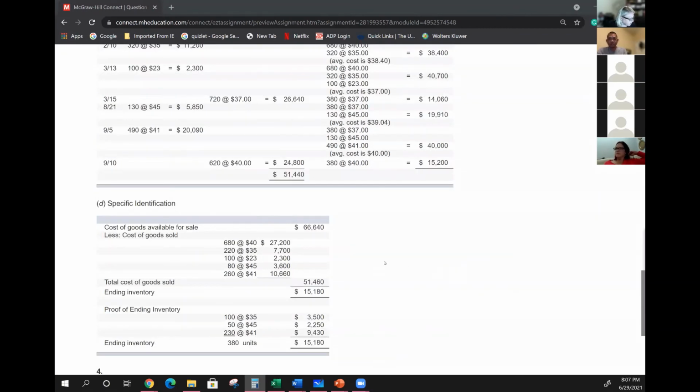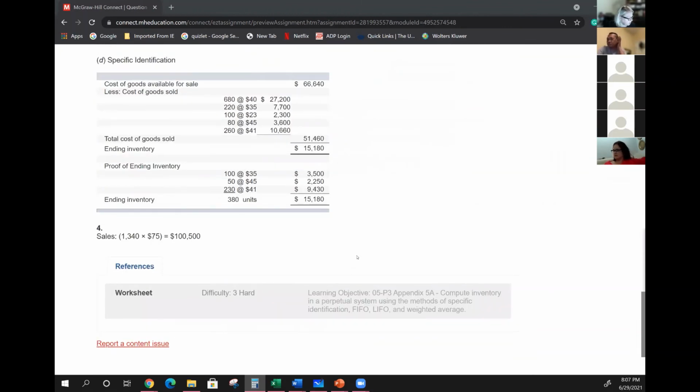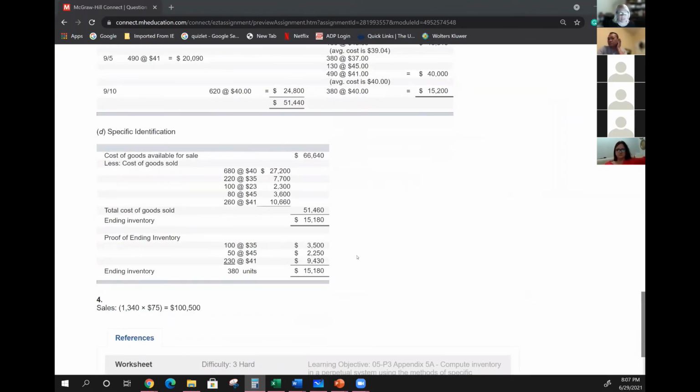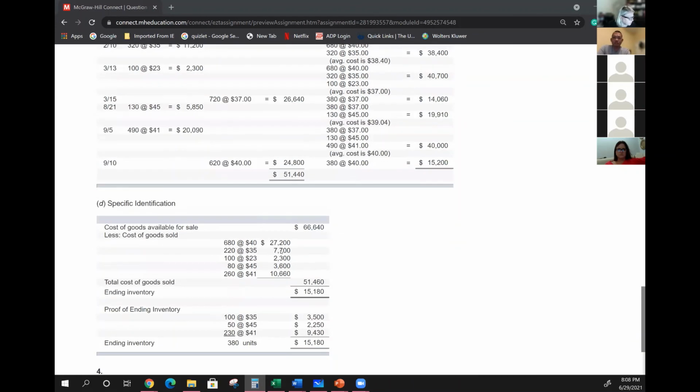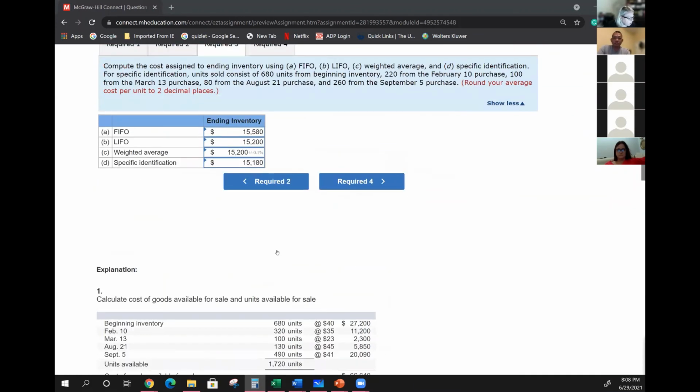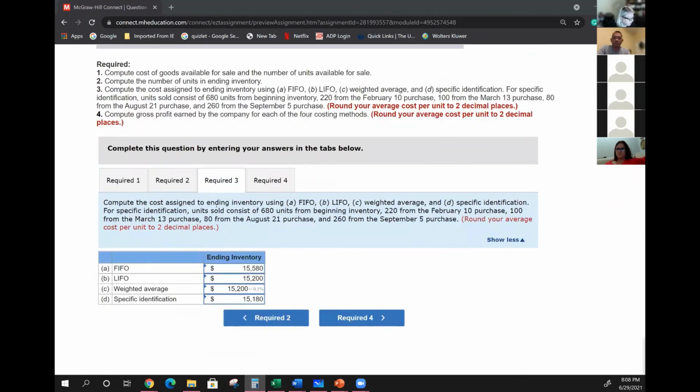Okay, so the last one is specific identification, which I think y'all are comfortable with. They tell you what's left and then you figure out what the cost is, or if they want to know the cost of goods that were sold, then you want to make sure you figure out the difference and come up with what was sold. Okay, so that takes care of 3.